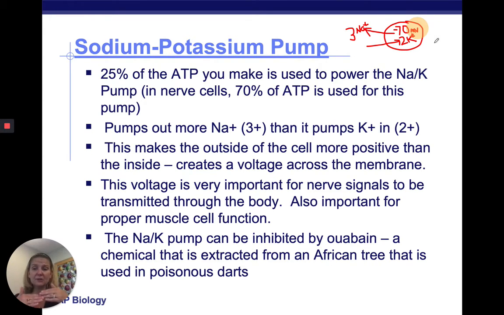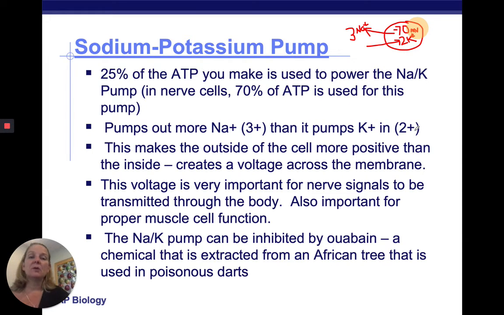I want you to envision this. You're inside the cell, I'm outside the cell. If you give me $3 and I give you 2, and you give me $3 and I give you 2, we're giving each other something positive, a cation. We're giving each other something positive, but you're giving me more than I'm giving you. So what's going to happen to you in the long term? I'm going to have you answer that question. After some rounds of this, what's going to happen to you compared to me?